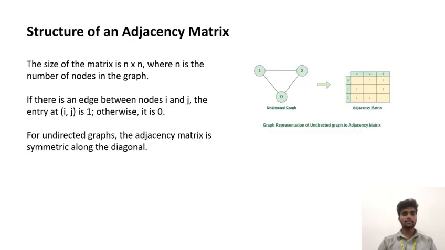Structure of adjacency matrix. The size of the matrix is n by n, where n is the number of nodes in the graph. If there is an edge between nodes i and j, the entry at (i, j) is 1. Otherwise, it is 0. For undirected graphs, the adjacency matrix is symmetric along the diagonal. Graph representation of undirected graph to adjacency matrix.